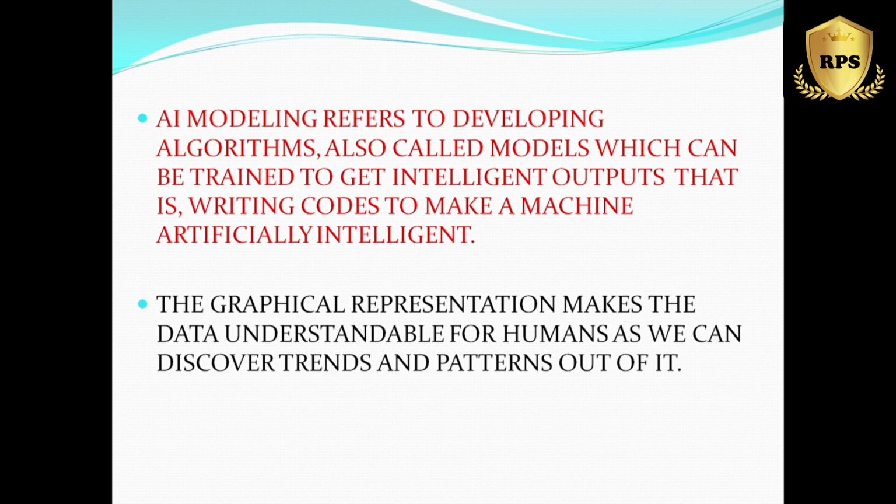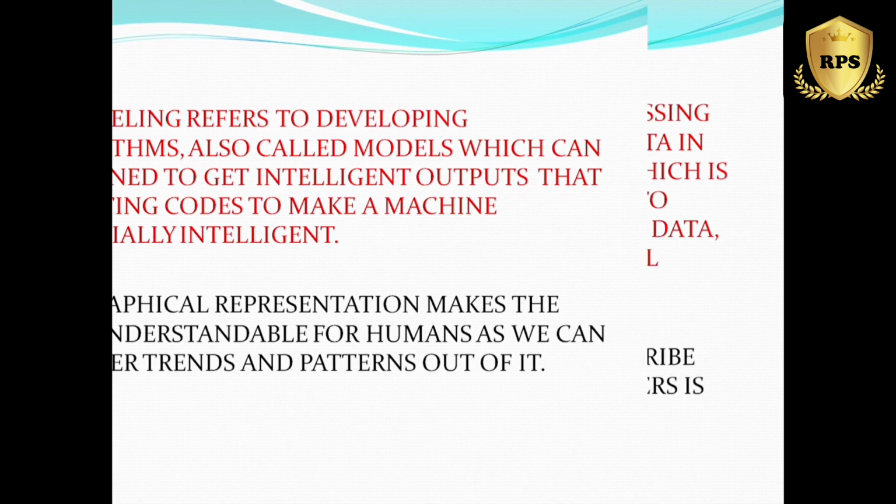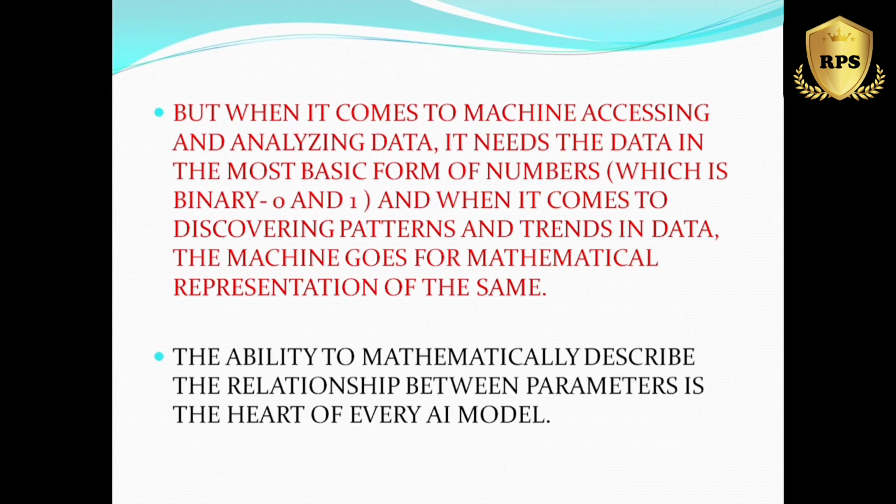Now this task is very complex for machines. How does the machine do it? When it comes to machines accessing and analyzing data, it needs the data in the most basic form of numbers. So a machine cannot understand your graphs. A machine only understands what? Binary language, that is 0 and 1. So machines need each and every smaller detail in that language, their natural language.